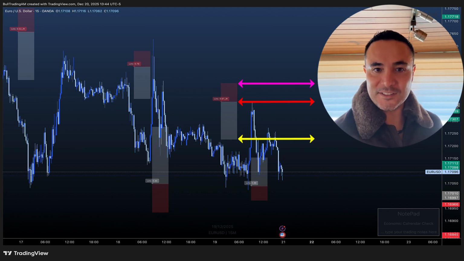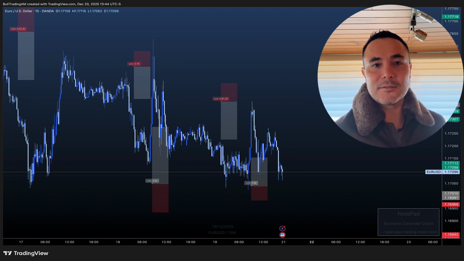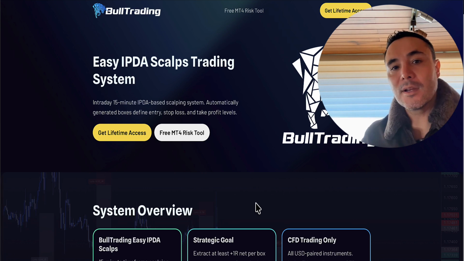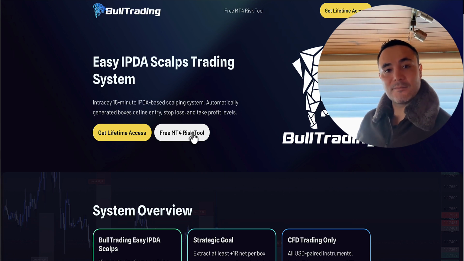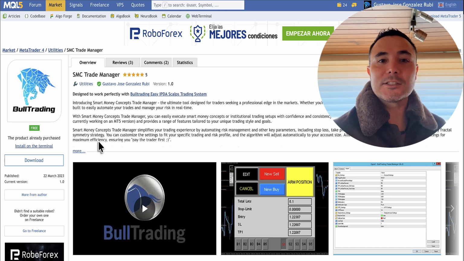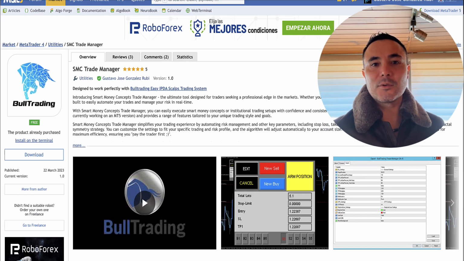Now, having the level is step 1. Step 2 is execution. Most of you blow accounts because you can't calculate lot sizes fast enough. So, I'm removing that excuse too. I am giving away my personal MT5 Risk Manager tool for free. You take the data from the indicator, plug it into the EA, and it calculates your risk instantly. 1% risk. Perfect math. Zero stress.